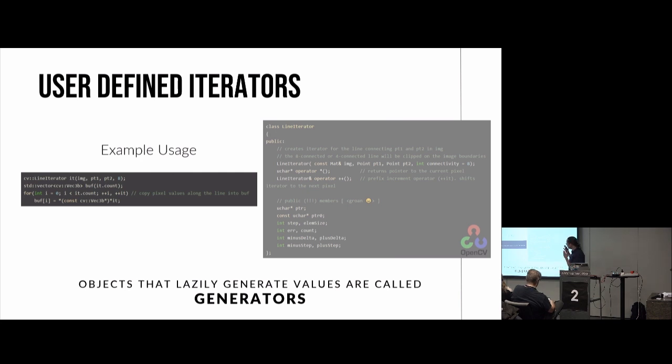I don't really want to go into too much criticism over the OpenCV LineIterator, but that's one of the ugly things about it. And basically, objects that lazily generate values are called generators. Okay, so this is an important term. We're going to see more of it a little bit later.